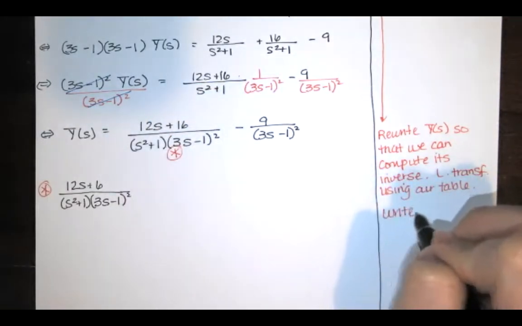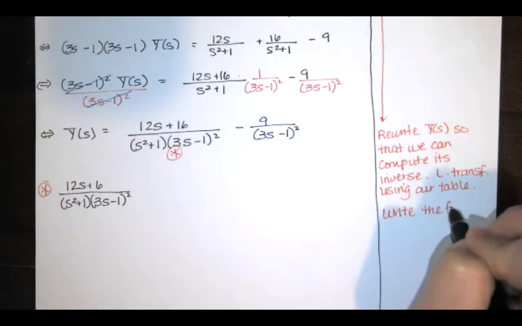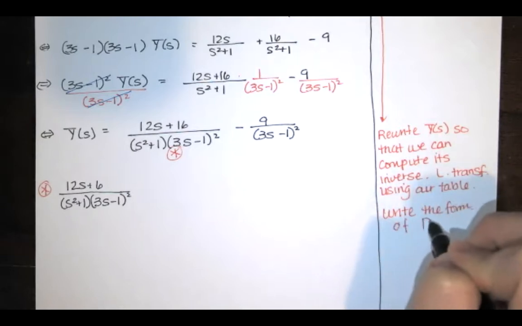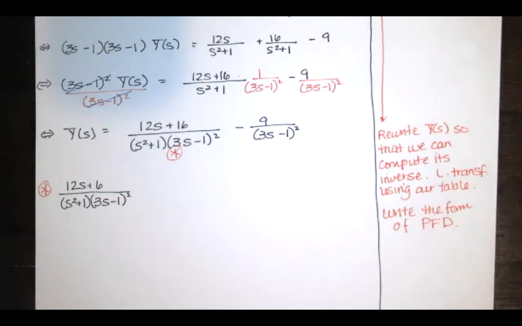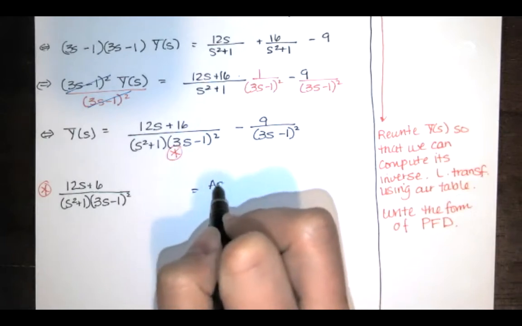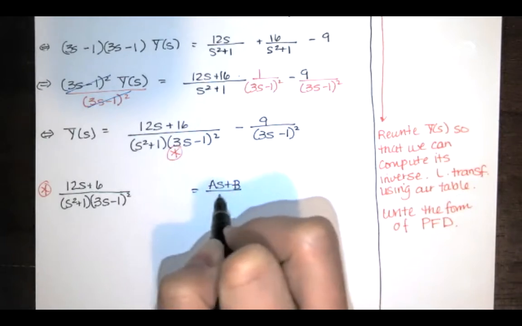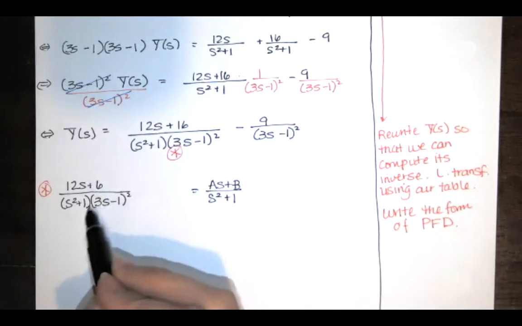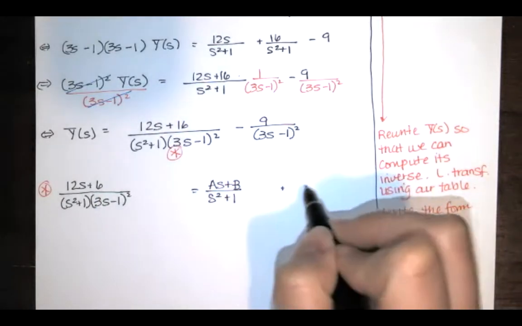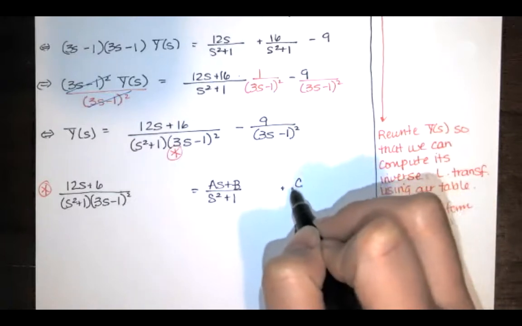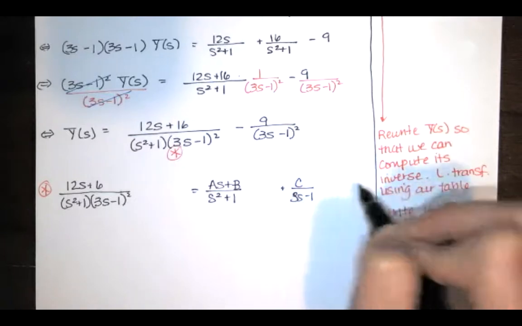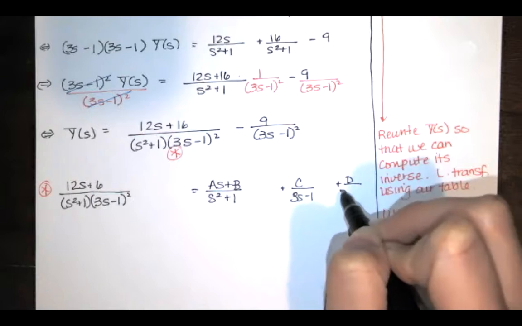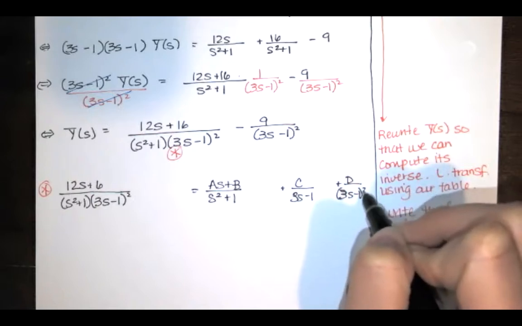And with that one piece, I'm going to write the appropriate form of the partial fraction decomposition for that rational expression. I've got an irreducible quadratic factor. So I'll have As plus B, because that's an irreducible quadratic factor, over s squared plus 1 there. Now this is a repeated linear factor. So I'll have two terms for that repeated linear factor. It'll be a constant over that factor plus a constant over that factor squared.